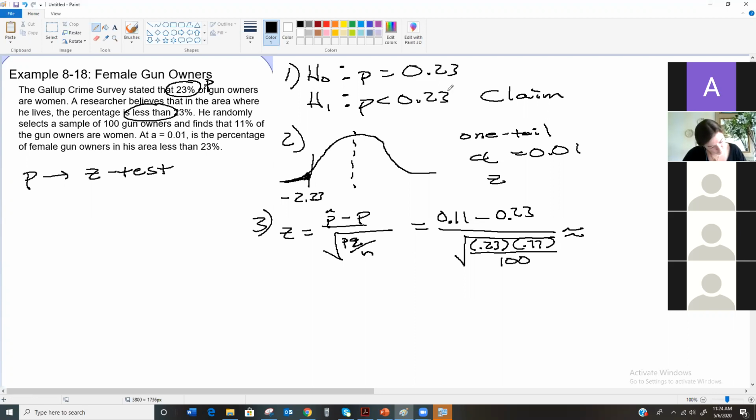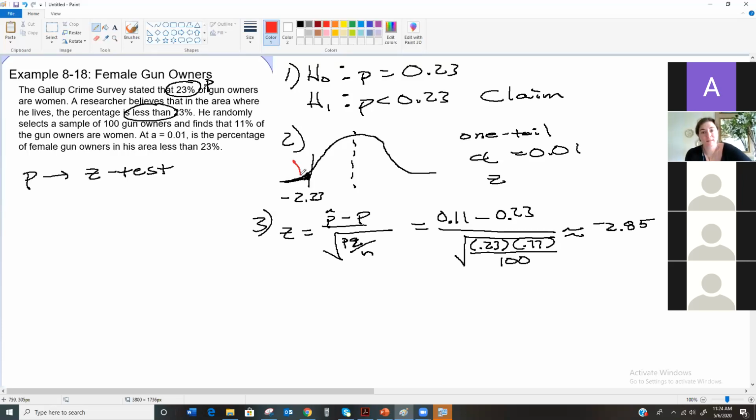And if everything is going well, you should get negative 2.85. Is that what you guys are getting? So far, so good? Okay. What do you guys think? Reject or not reject? Reject. Not reject. Wait, reject, my bad.